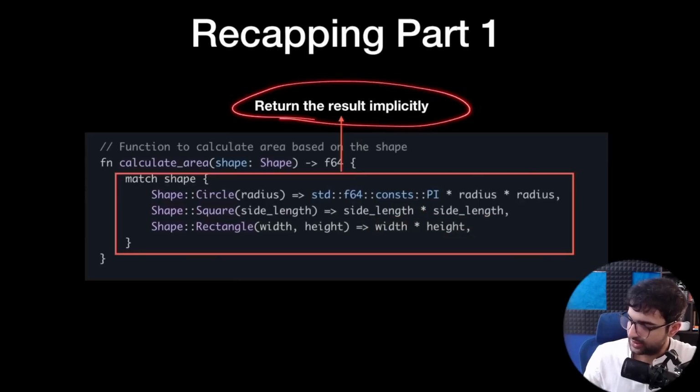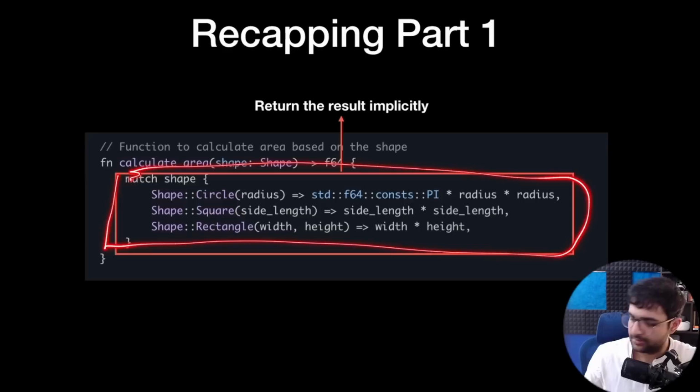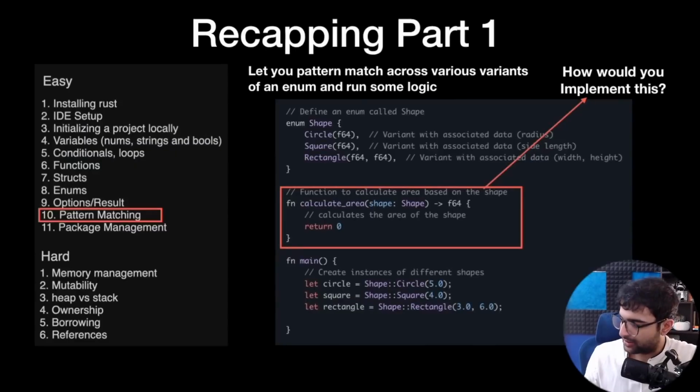It returns the result implicitly. Hopefully the syntax is clear. I did not have to add a return statement over here, or put a semicolon over here. I implicitly returned this specific match statement, which in the end returned either this or this or this, based on the variant of the enum. That is what pattern matching is.